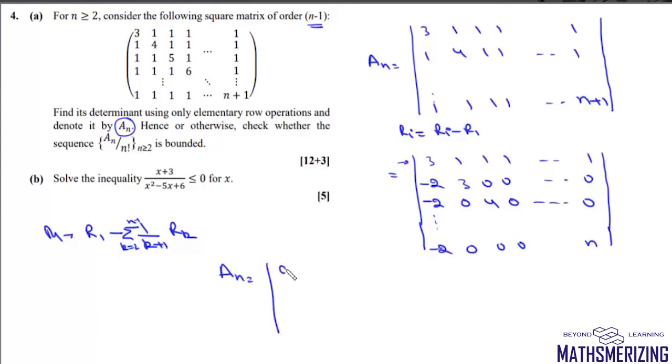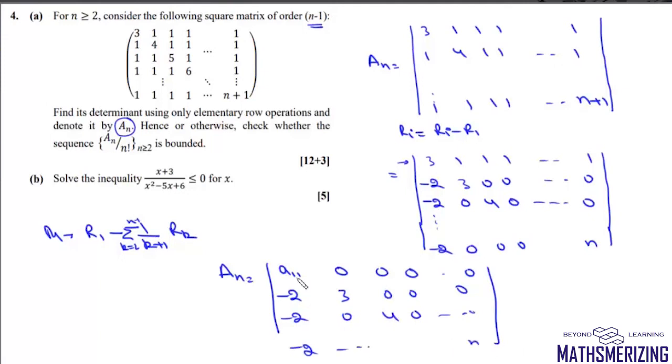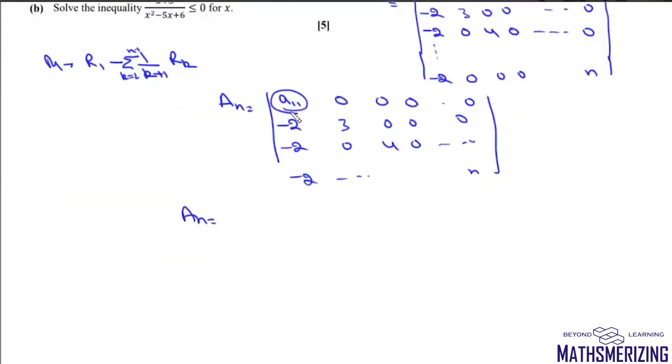Now this first term will be some number, say a11, and then we'll have everything as 0. And here we'll have minus 2, 3, 0, 0, 0, minus 2, 0, 4, 0, 0, 0, and then finally minus 2, and it'll be this n. Now we'll solve this determinant. We can write this determinant as a11 into 3 into 4 into 5 up to n. What we'll also do is we'll multiply and divide it with 2. So we can say that this is factorial n upon 2 into a11.